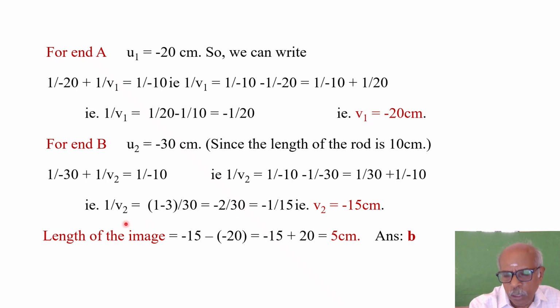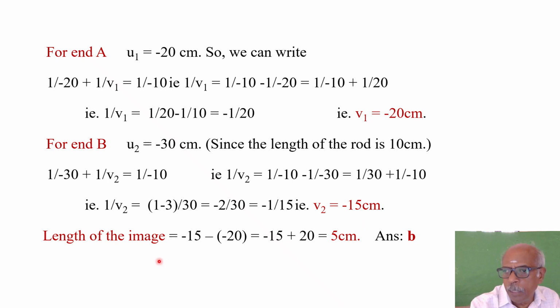So 1 by V2 is equal to, now 30 is the common factor. 1 minus 3 divided by 30. That is equal to minus 2 divided by 30. This can be written as minus 1 by 15. So 1 by V2 is equal to minus 1 by 15. That is V2 is equal to minus 15 centimeter.